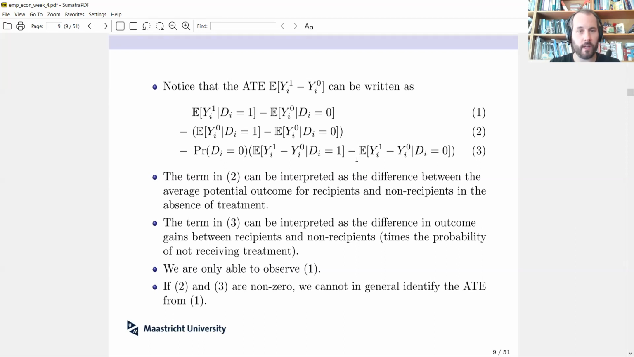So indeed, when we have a randomly assigned treatment, then what we can do is simply look at the first line. We just compare the treated group with the non-treated group. And it turns out that this identifies the average treatment effect, simply because we randomized.